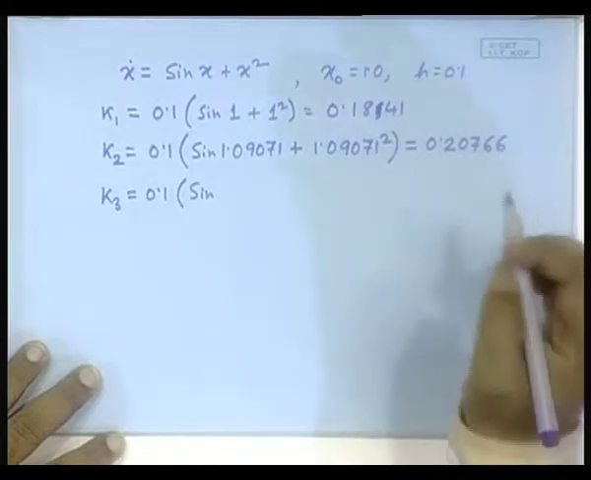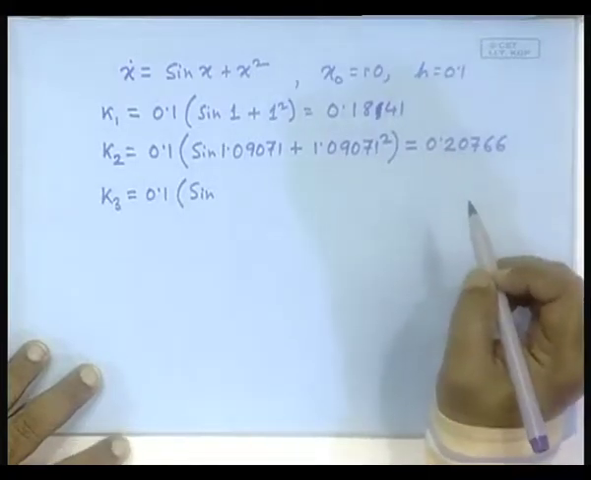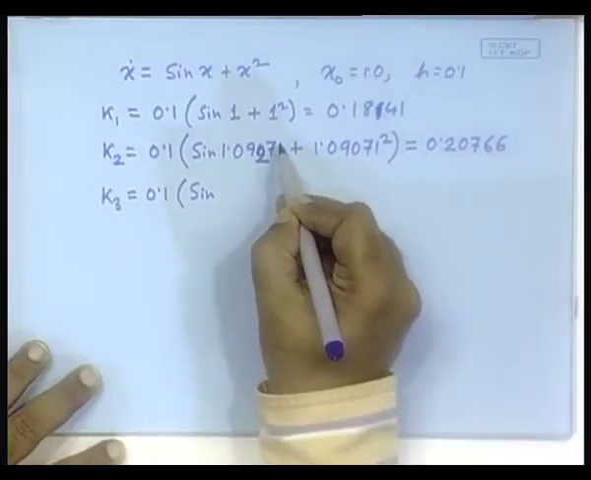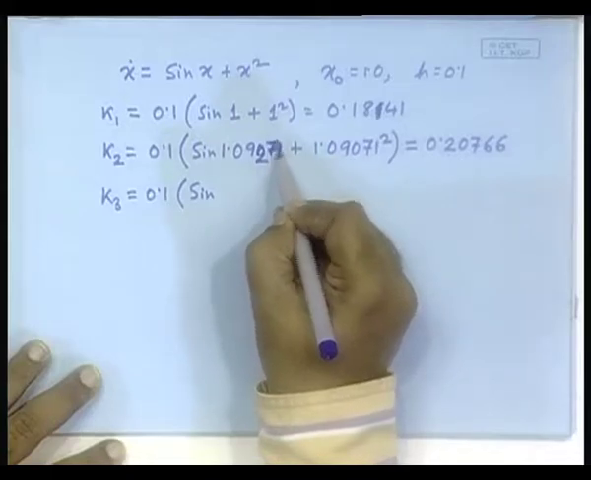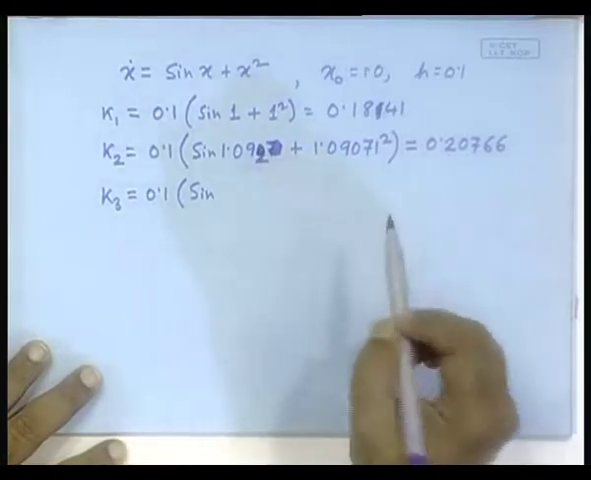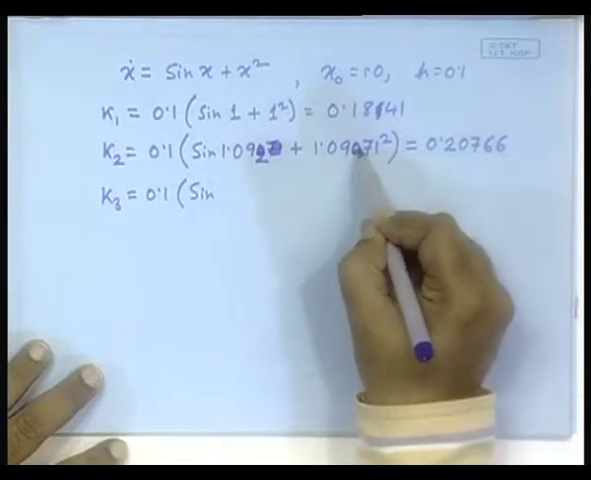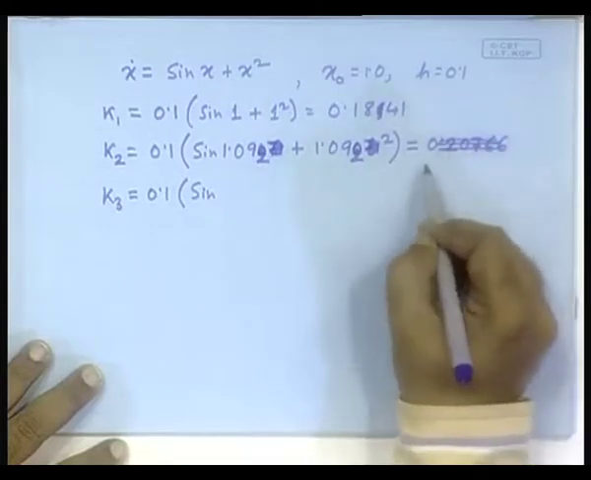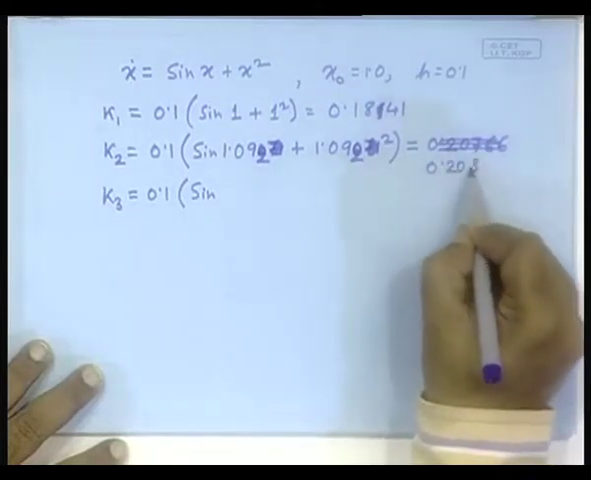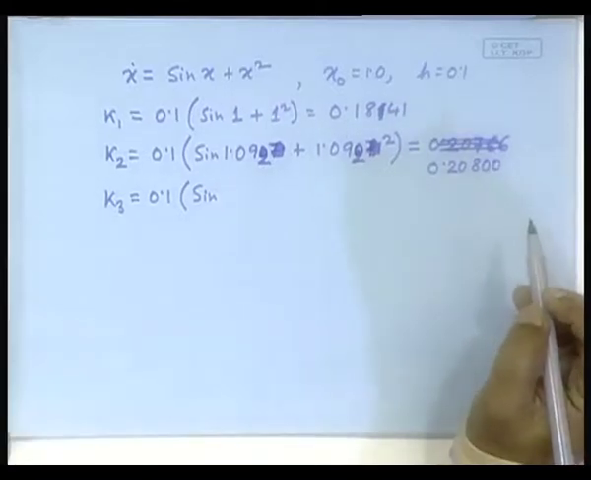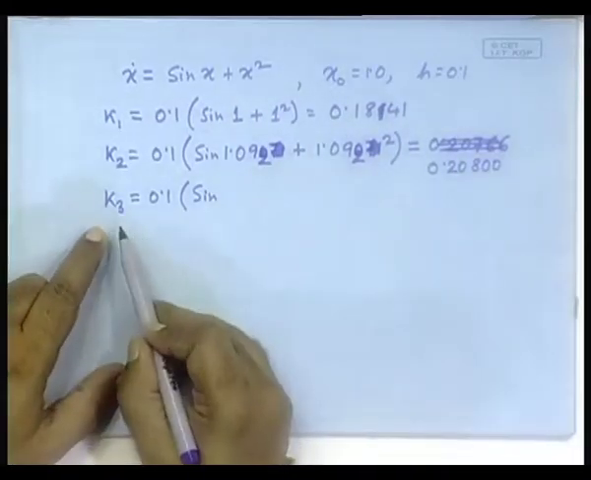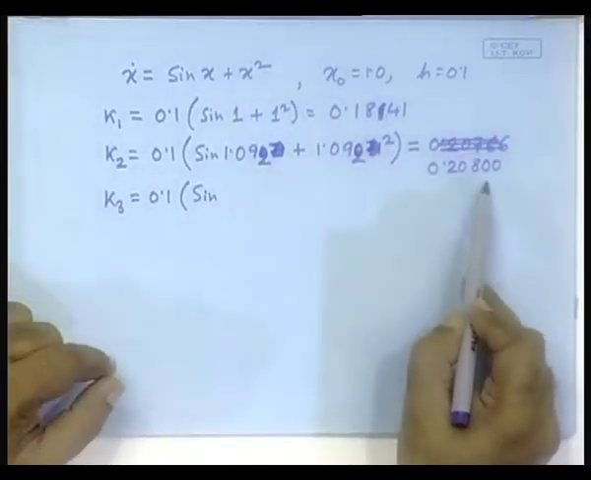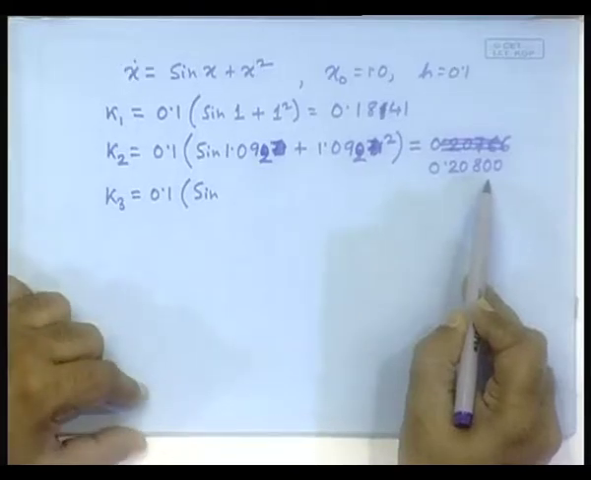So what is the result of this step then? Sine 1.092, and this one would be 1.092 square. Can you tell me what is the right hand side? 0.20800. 0.20800. Good. So now K3 will be calculated with sine 1 plus half of this. How much is that?